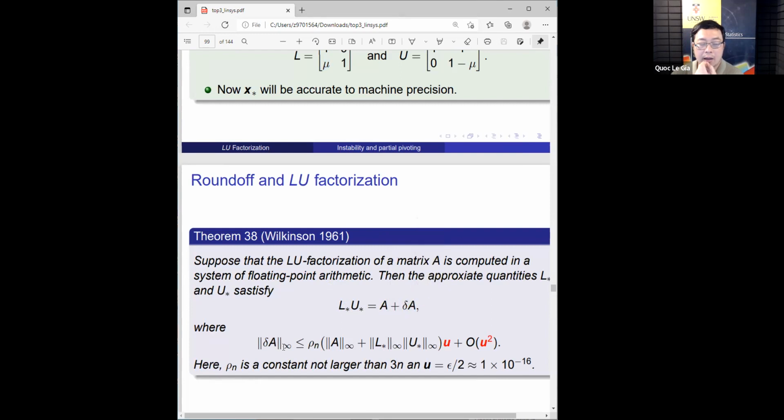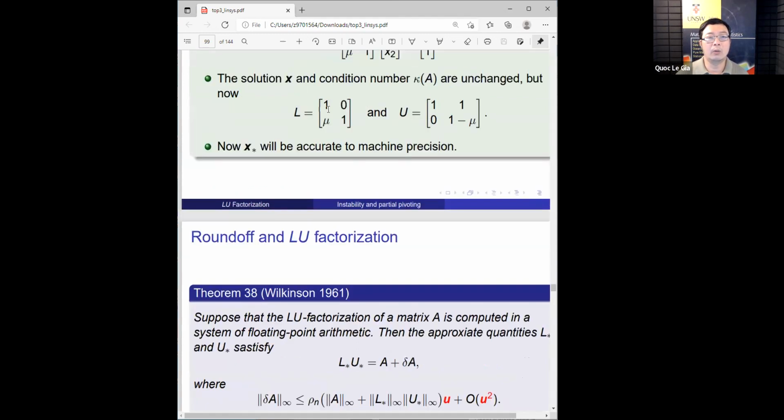And these errors, the delta A, can be controlled by this inequality, okay? So now rho n is not a big number, but the infinity norm of A depends on A, right? But in our case, this number is very small, right? It's about 4. But now you have a condition number of L star and U star, okay? So it depends.